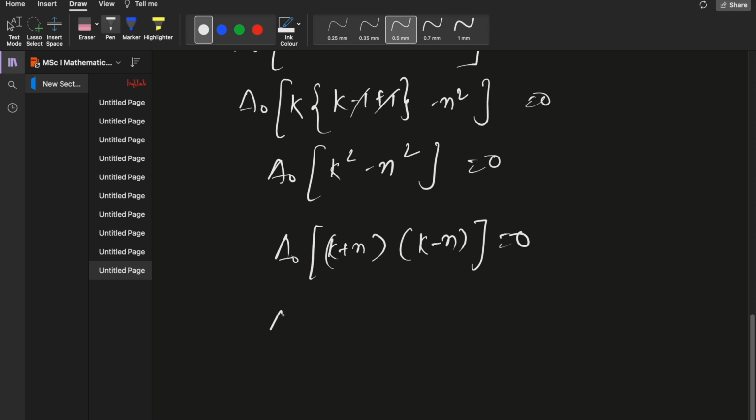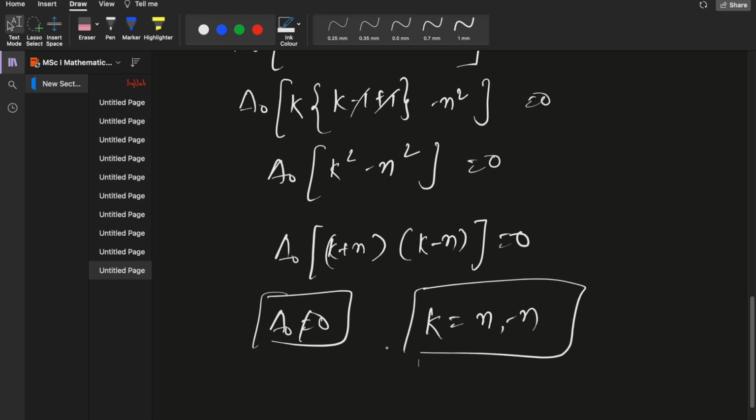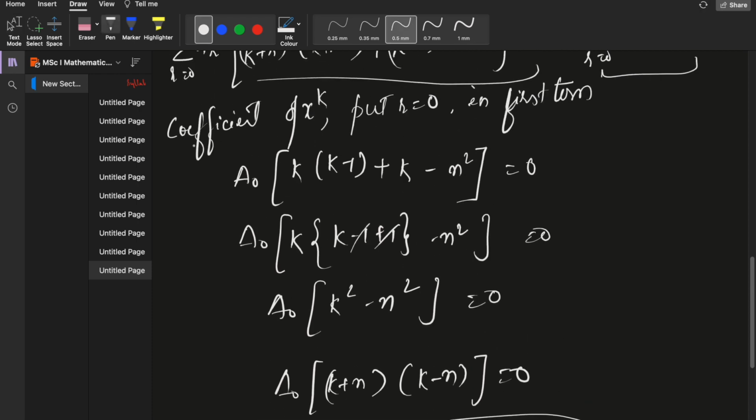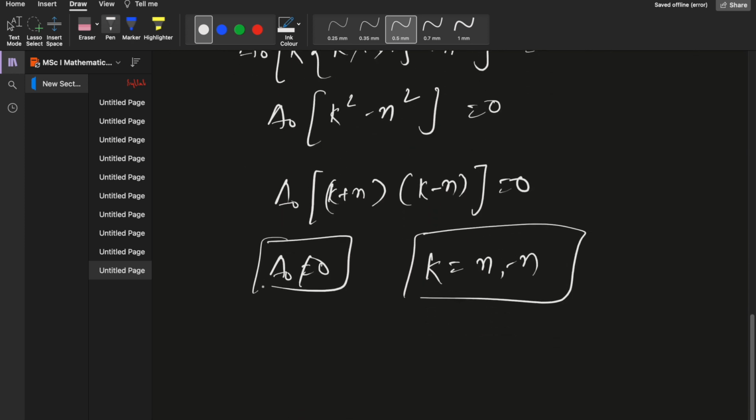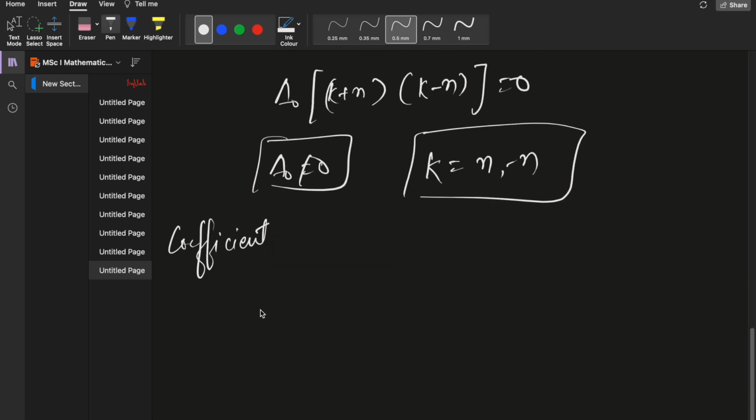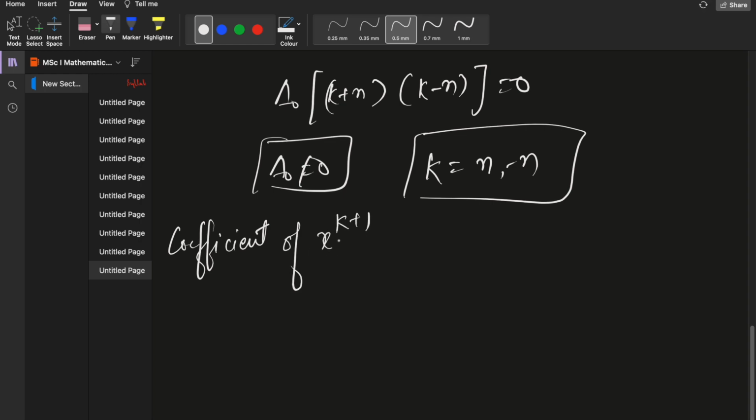I know a0 cannot be 0. So k takes the value n or minus n. So we have the value of k is n or minus n. So we have the coefficient of x to the power k. The next term will be x to the power k plus 1. So we need to calculate the coefficient of x to the power k plus 1.